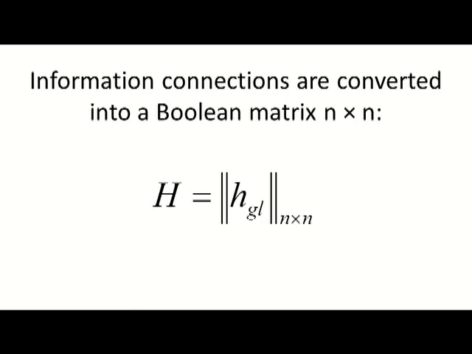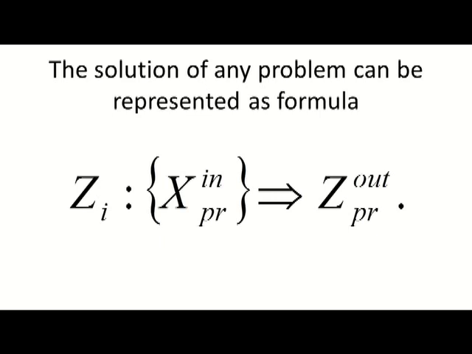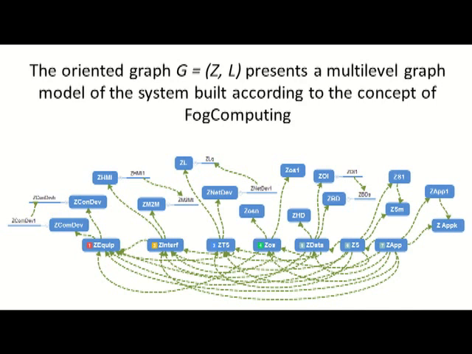Information connections are converted into a Boolean matrix n times n. The matrix element HGL characterizes the presence of information connections between problems G and L. The solution of any problem can be represented as a formula on the slide. An example of the tasks solved at the first level, equipment, is the calculation of reliability and performance of devices. The second level is interfaces.